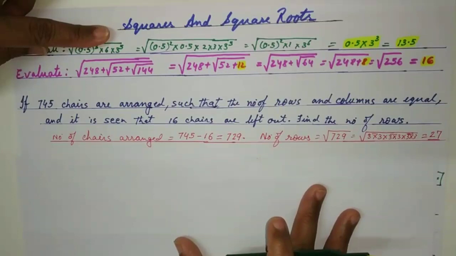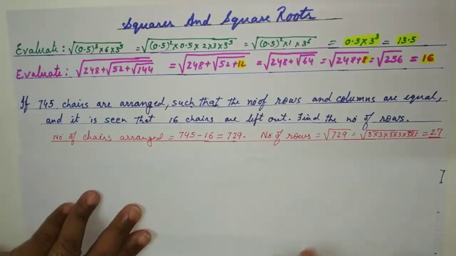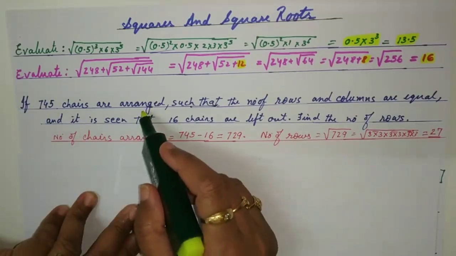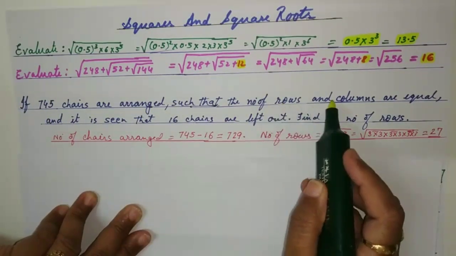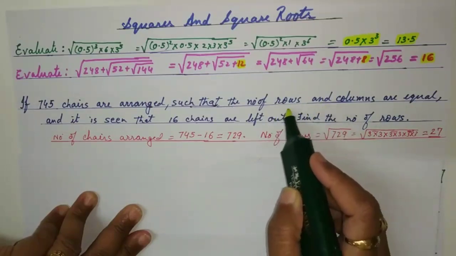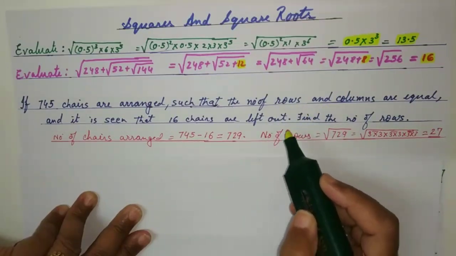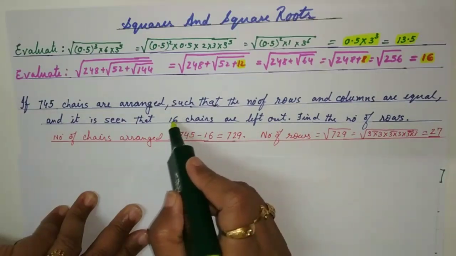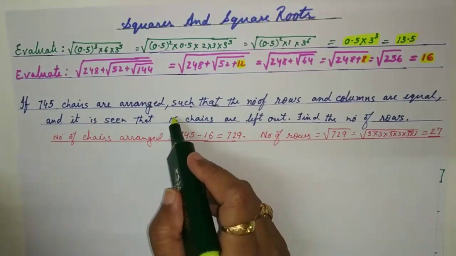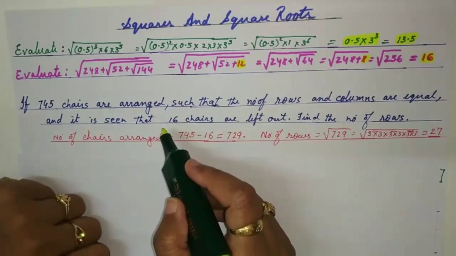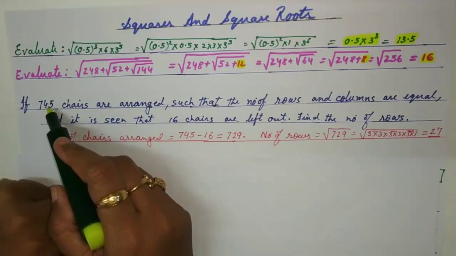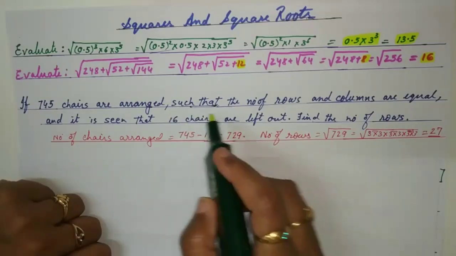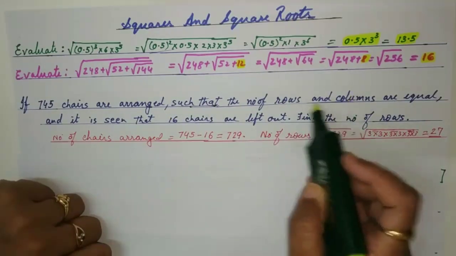The next question. Suppose you are given 745 chairs and you are asked to arrange them in equal number of rows and columns. Find out the number of rows if at the end you see that 16 chairs are left out. Means these 16 could not be arranged in the form of rows and columns. So the question is, you are given 745 chairs. If you are removing 16, you can arrange them in equal number of rows and columns. Find out the number of rows.